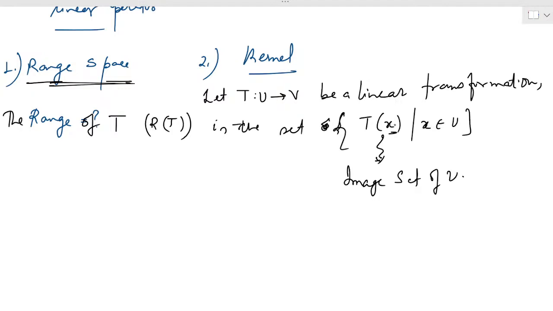Another space is called the kernel, or sometimes it is referred to as the null space. As the word suggests, null means for what elements of X the linear transformation is going to be 0. Linear spaces means those which follow the vector space rules. Linear spaces, yes. Linear spaces is one which follows the linear transformation rules. Yes, indeed.